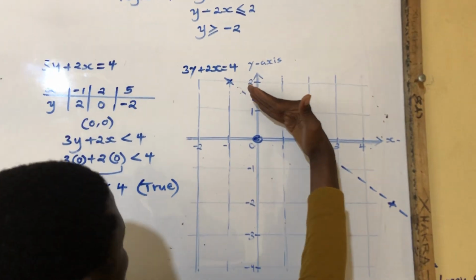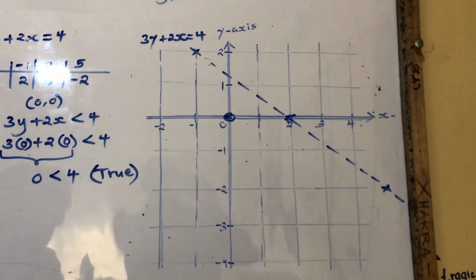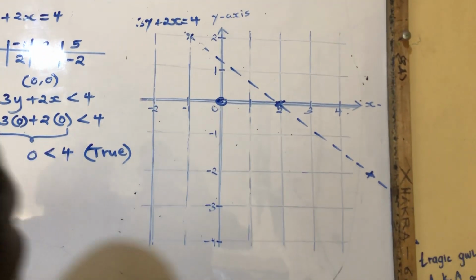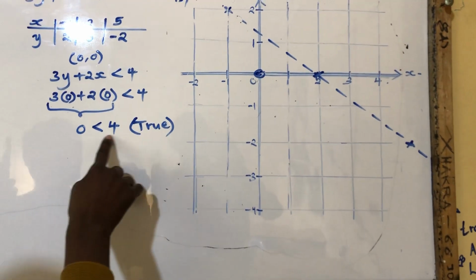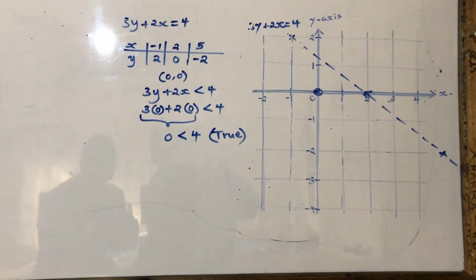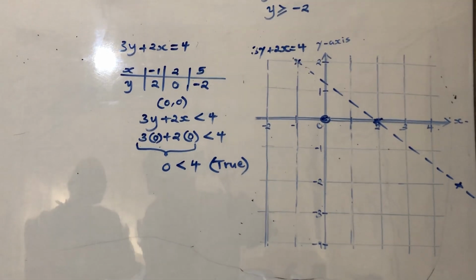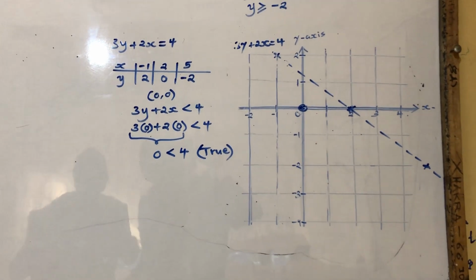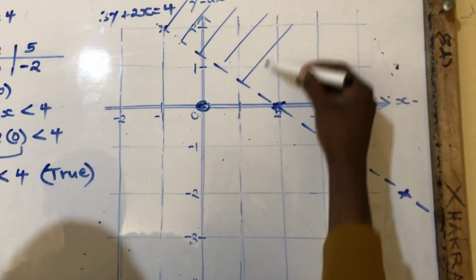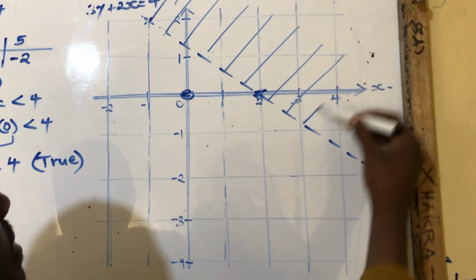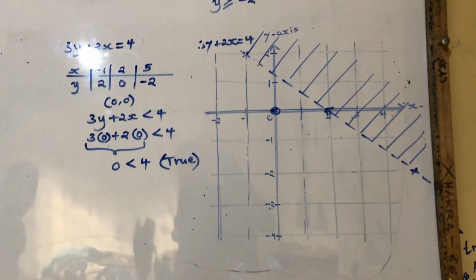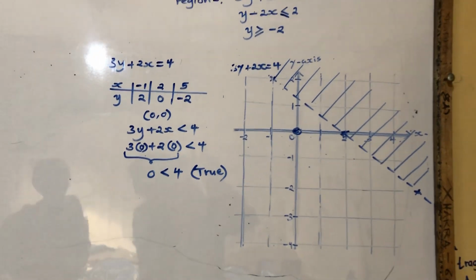0, 0 came from this other side of the line. Do take note, this is our line. 0, 0 came from this other side of the line. And we have agreed that if it turns out to be true, then that should mean that the region where our 0, 0 is coming from satisfies the inequality. So that means the region which is unwanted should be this other region. This would become the unwanted region.